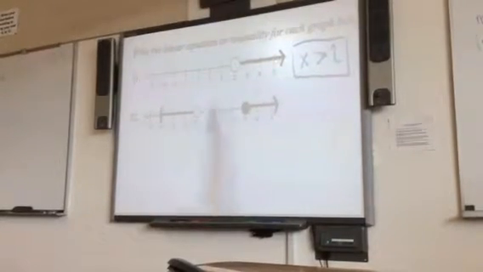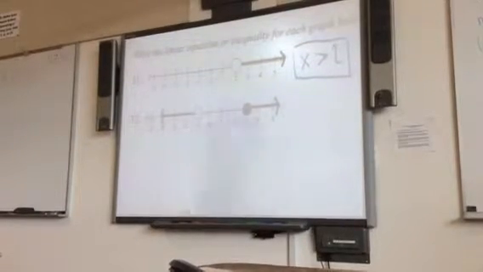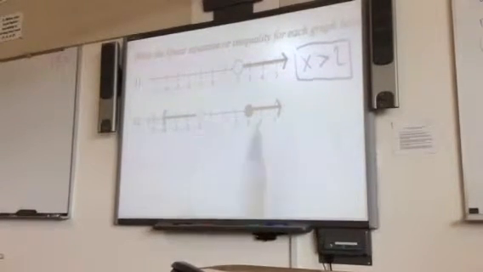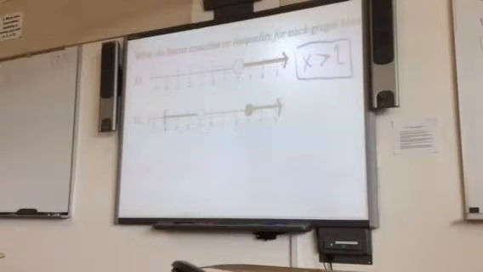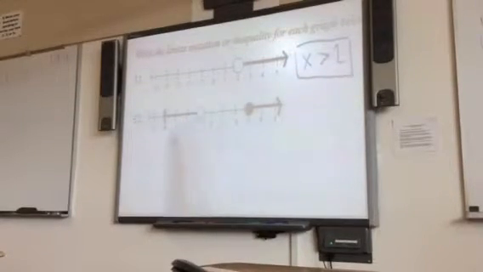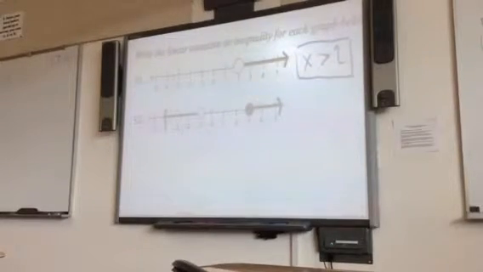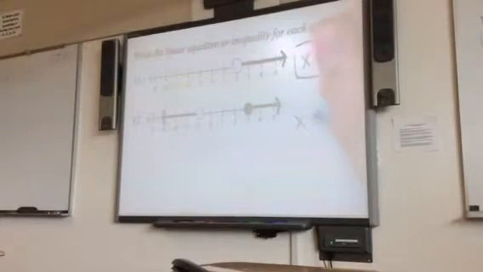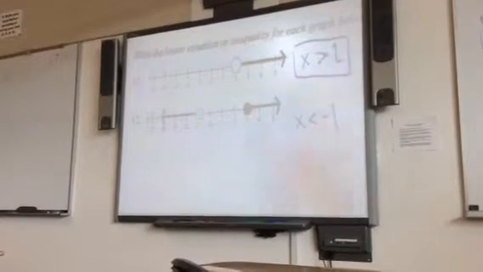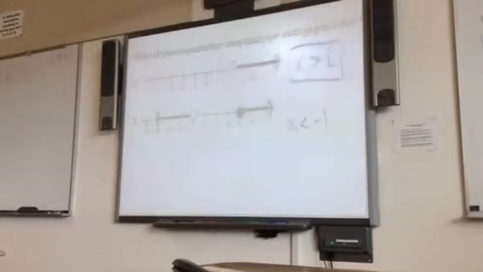For number 32, this is a compound inequality. It's going in 2 different directions, so we can write each one at a time. Over here, this is saying it's less than -1, so we can write that as x is less than -1 because it's an open circle.